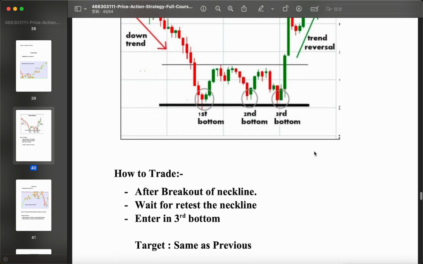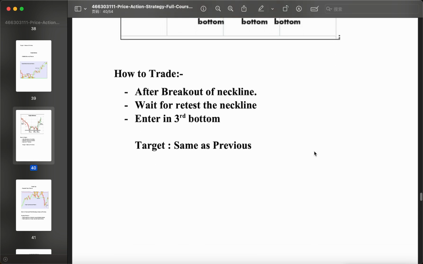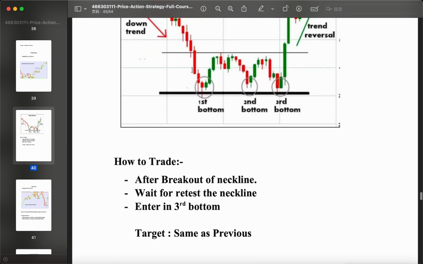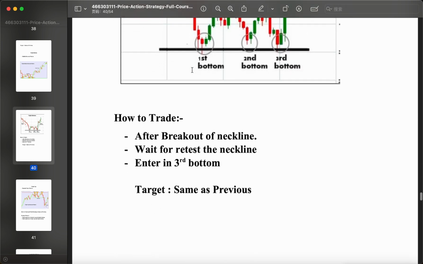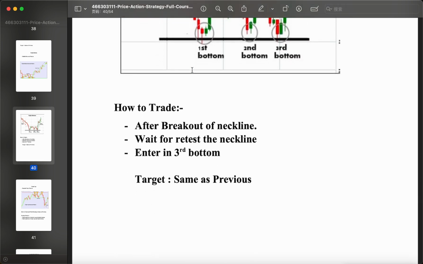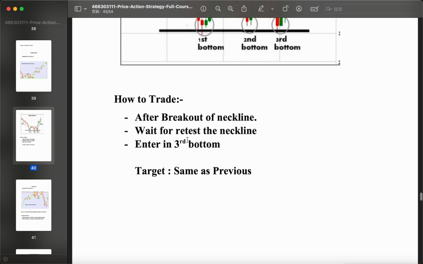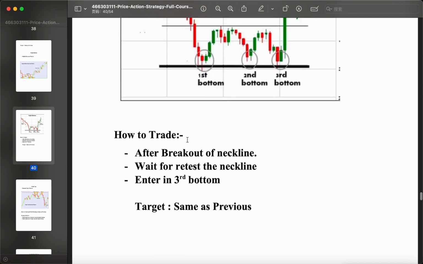This is a trend reversal. So how do you trade? You wait after the breakout of the neckline. The neckline is extremely important when it comes to trading a triple bottom. You want to wait for a retest of the neckline, and then you try to enter at the third bottom, right?